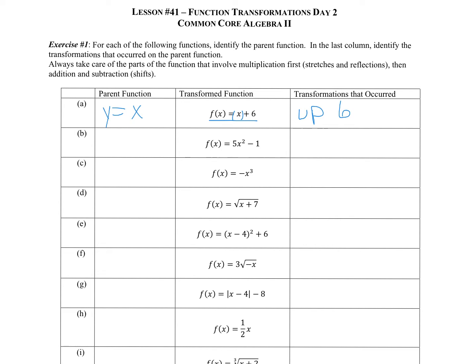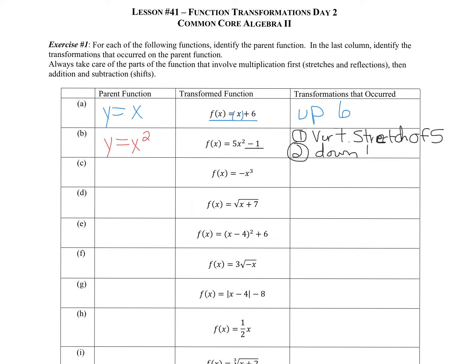So moving on to the next one, 5x squared minus 1. I see the x squared, so the parent function is a quadratic, x squared. Two transformations are happening here. We want to do the one that involves multiplication first, kind of with PEMDAS. So the first thing that I would say happens is a vertical stretch. You can abbreviate them, that's fine. Stretch of 5. And then this minus 1 is definitely not in parentheses with the x squared, so that's down 1.